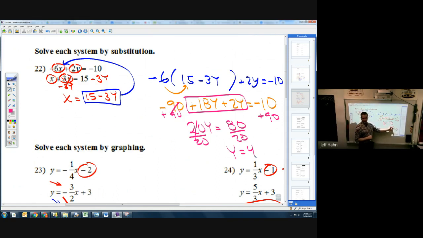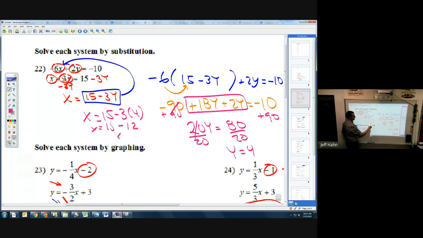Do I need to substitute that and get the other number, or am I good with that? Because you just put that y equals 4 in for y right here. X equals 15 minus 3 times 4. 3 times 4 is 12. 15 minus 12 is 3. X is 3, y equals 4.